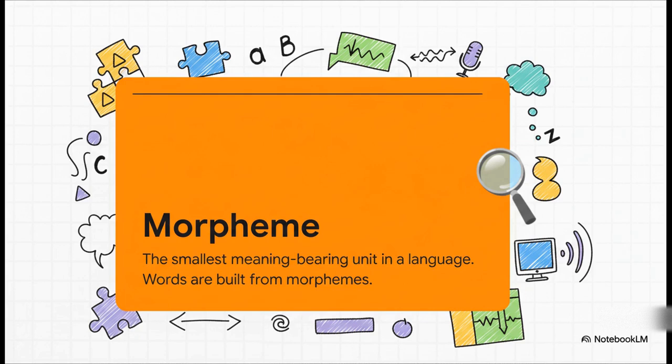The best way to think about it is like Legos. Take the word unhappiness. It's not one piece, it's 3. You've got un, which means not. You've got the root, happy. And you've got ness, which is the bit that turns an adjective into a noun. We just snap these morphemes together to build words.